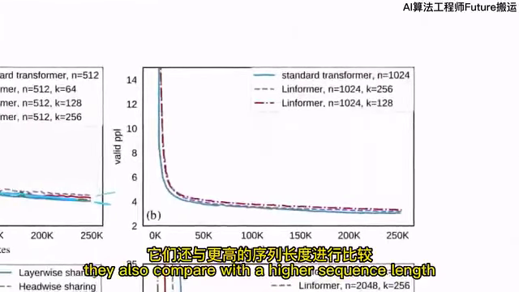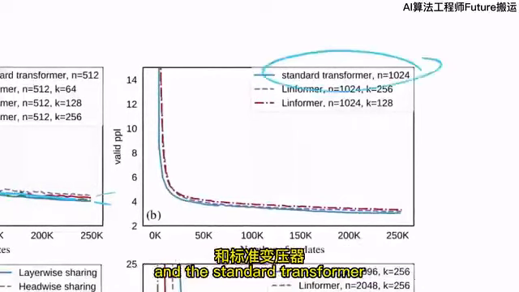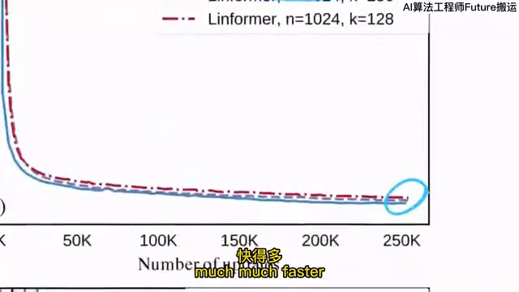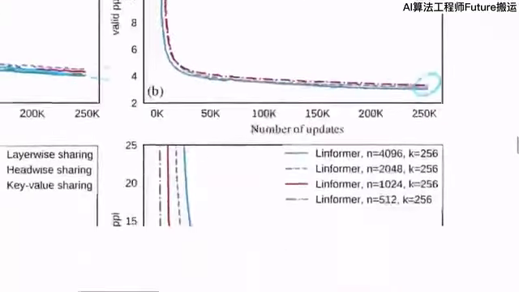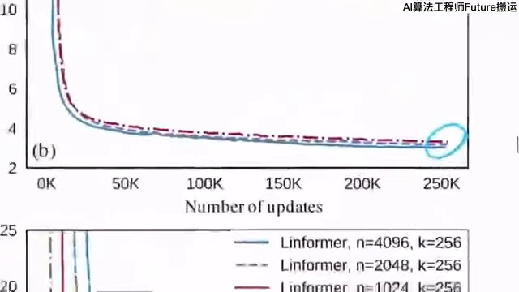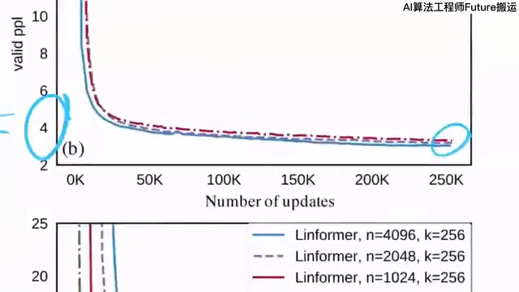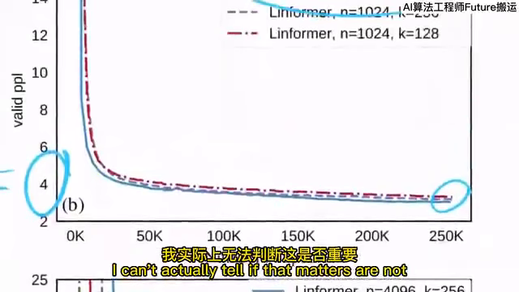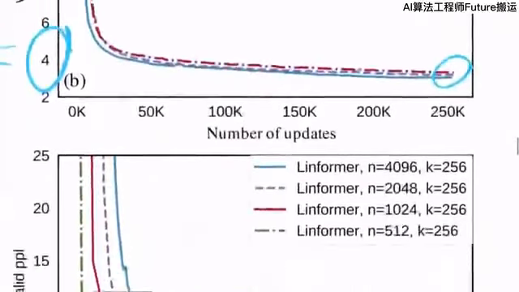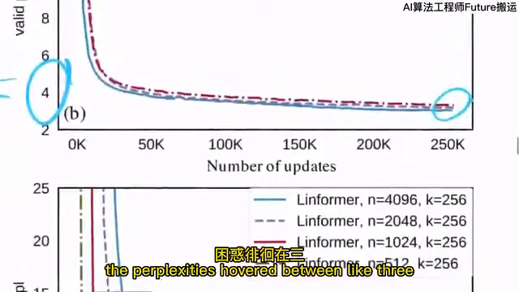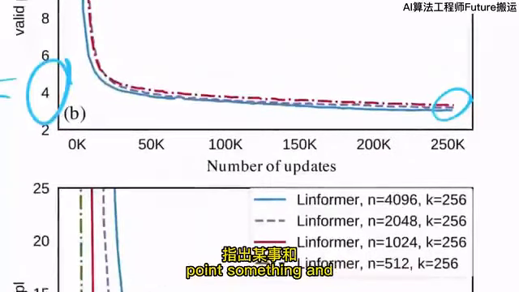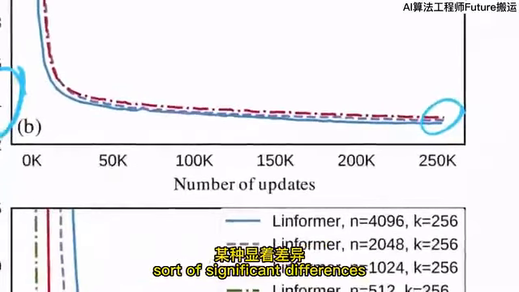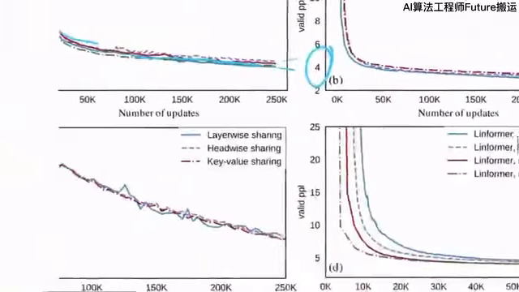They also compare with a higher sequence length, and the standard transformer outperforms the Linformer, but of course the point here is that the Linformer is much faster and can keep up. Now, also, the scale here of the perplexity, you see these are percentage points in perplexity, but I can't actually tell if that matters or not. I think in the original transformer paper, the perplexities hovered between like 3 point something and 5 point something. So this might actually be significant differences, and I'm not sure.